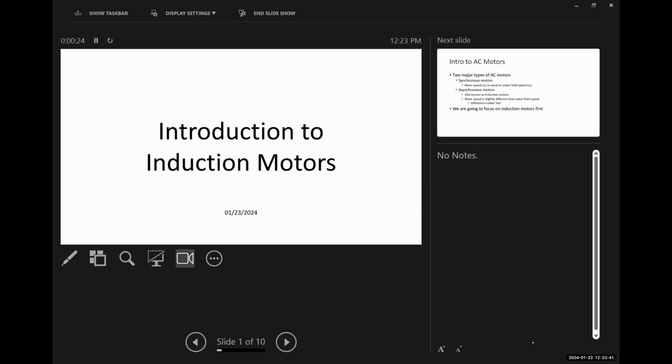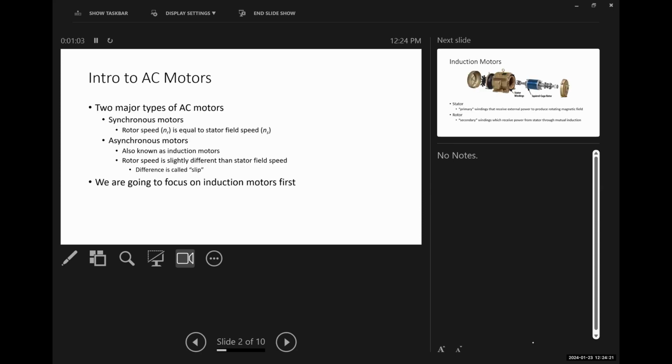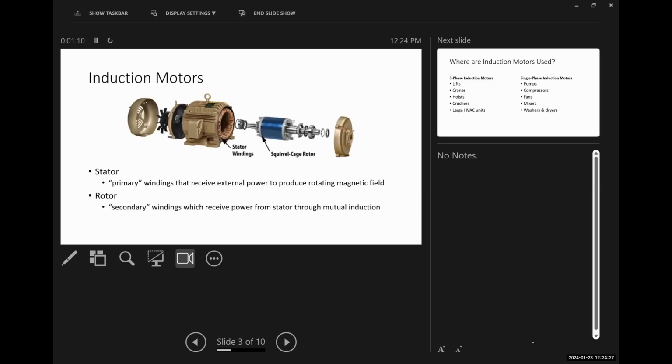We are going to start our discussion of the various types of motors that we're going to deal with in this class with induction motors. There are two major types of AC motors: synchronous motors and induction motors. We have talked a little bit about what those differences are a moment ago. In a synchronous motor, the rotor spins at the exact same frequency as the stator's electrical excitation. And in an asynchronous or induction motor, the rotor spins at a slightly different frequency than the stator.